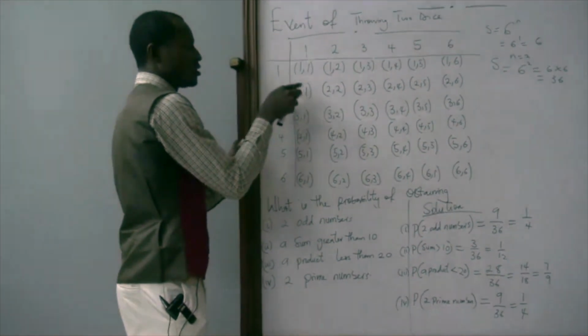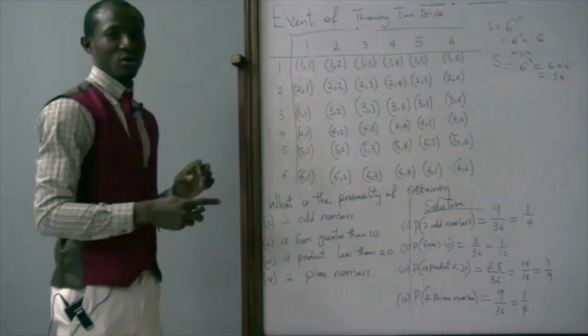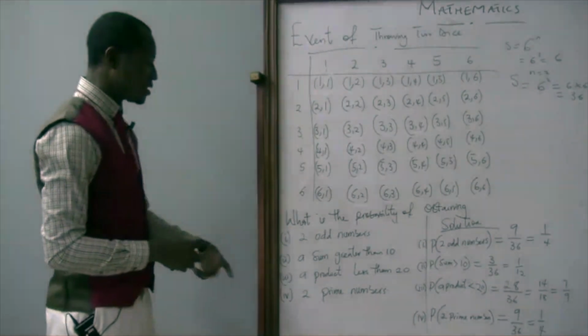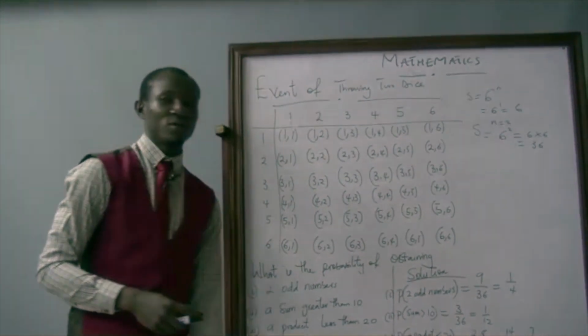This is not part of it because this is not odd first. This is even first, all false. So you move to this again, and so on, depending on the question. But the last question is, what is the probability of obtaining 2 prime numbers?